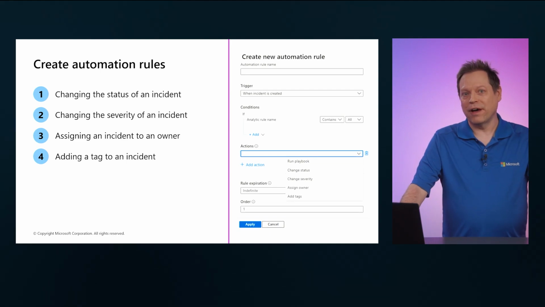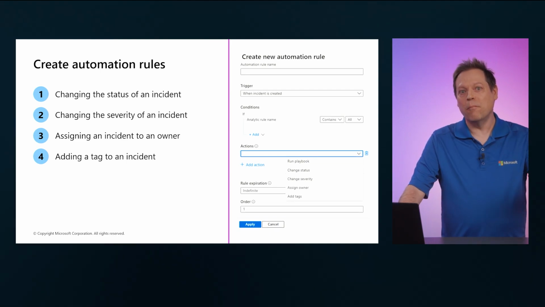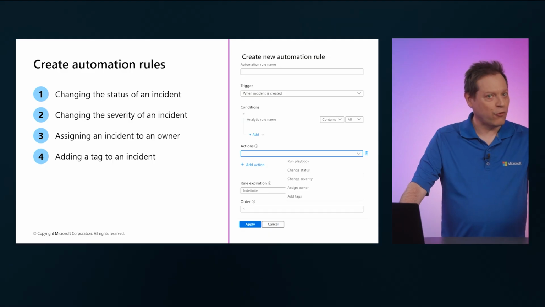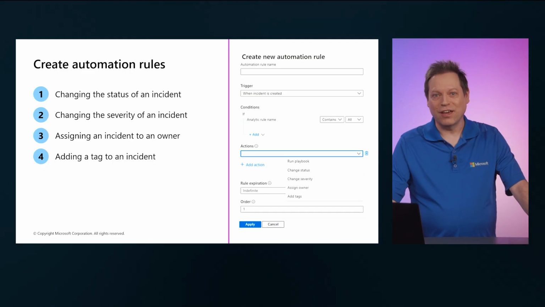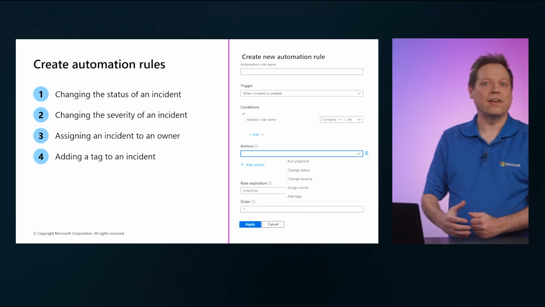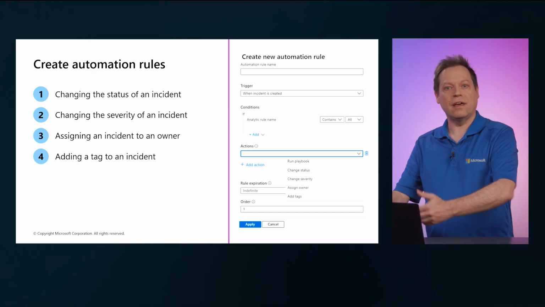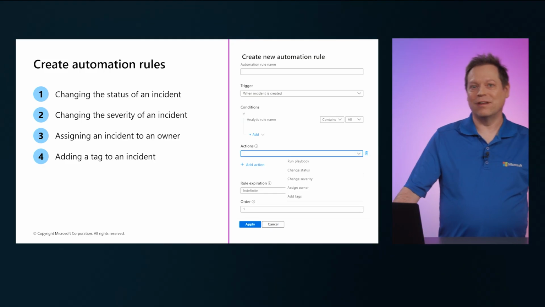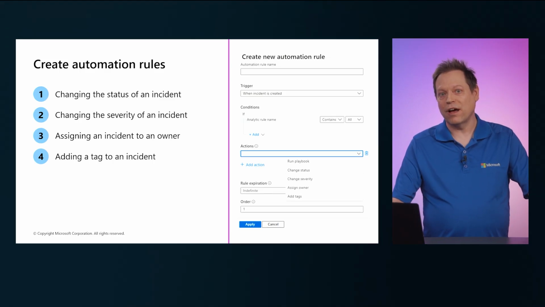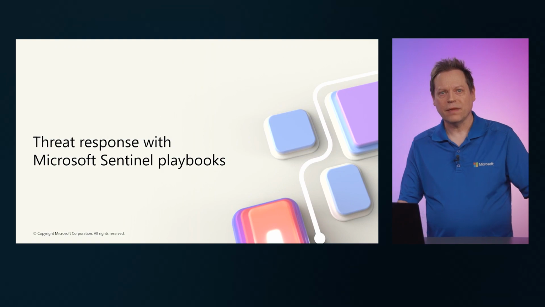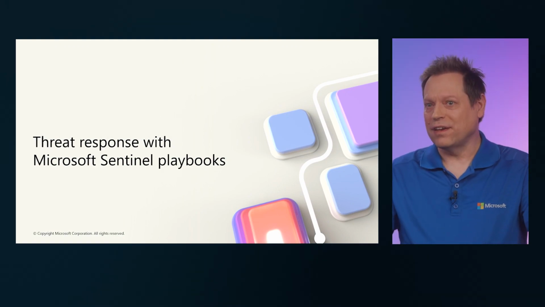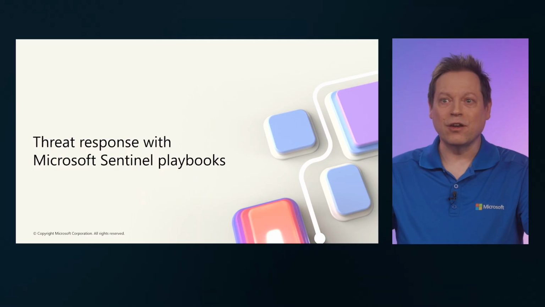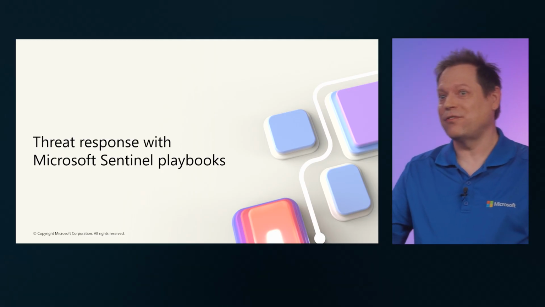Automation rules help you apply consistent actions to incidents the moment they're created or updated. For example, you can automatically change an incident status, adjust the incident severity, assign the incident to an owner, or add a tag. These small, consistent actions can significantly reduce triage time and ensure the right incidents reach the right people with the right context. Next, let's shift from automating incident metadata to automating response actions using Microsoft Sentinel playbooks.